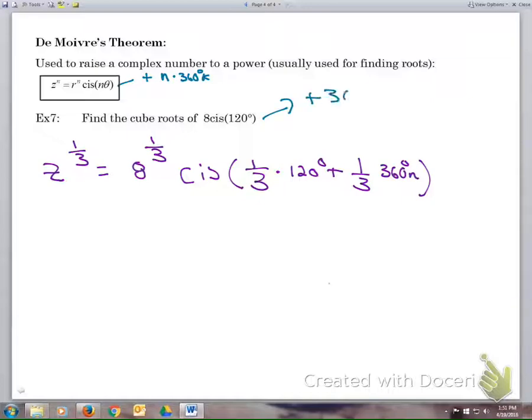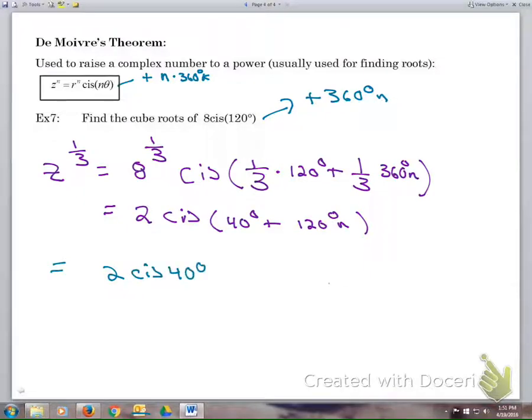So you're going to get 2 because the cube root of 8 is 2. And then 120 times 1/3 is 40, plus 120n. So now what you're going to do is give me all possible answers between 0 and 360.